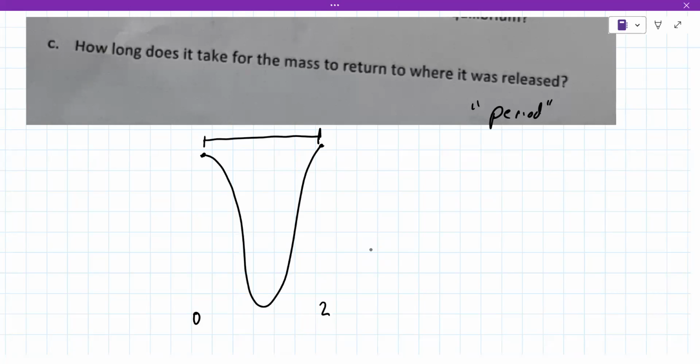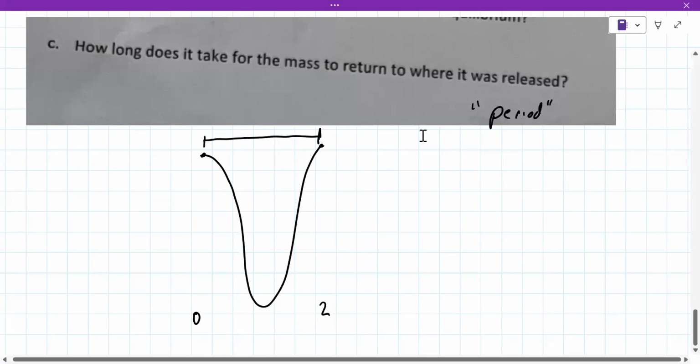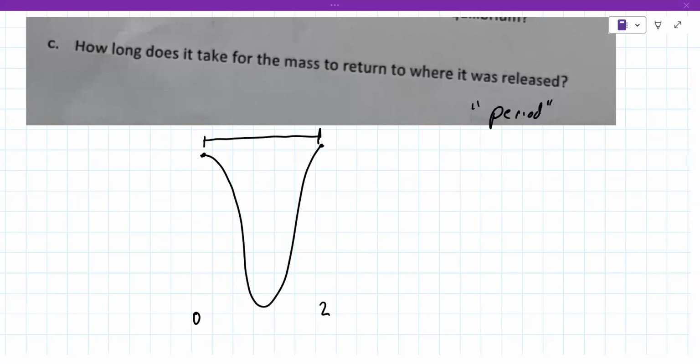All right, any questions on that before we move on to number 2? So it's just 2. It's just 2. Okay. It's the distance along the x-axis until it gets back to where it started. Okay. Got that.